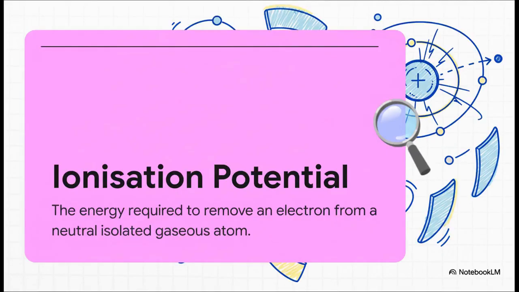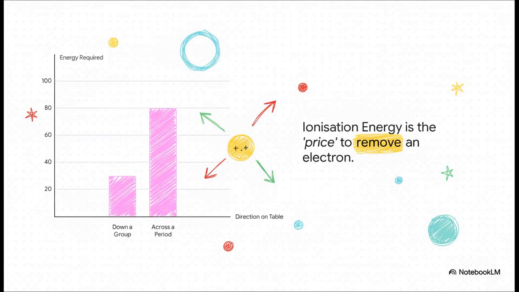Okay, now let's talk about ionization potential, which is sometimes called ionization energy. Think of this as the price you have to pay, in energy, to snatch an electron away from an atom. If an atom holds its electrons really tightly, the price is going to be super high. If it holds them loosely, the price is low. So this is basically the exact opposite of metallic character.